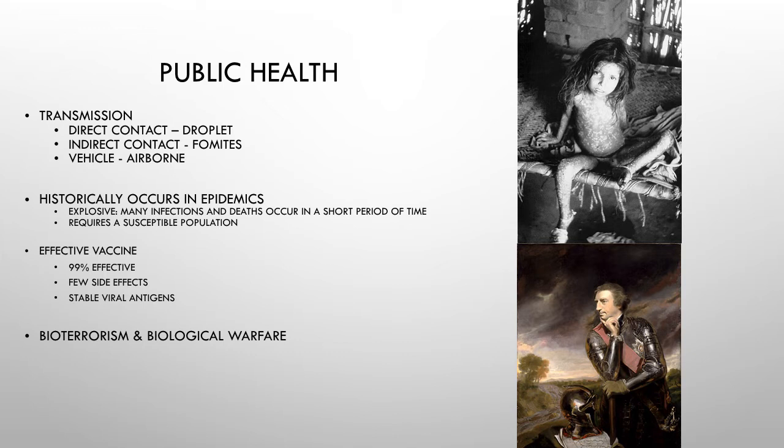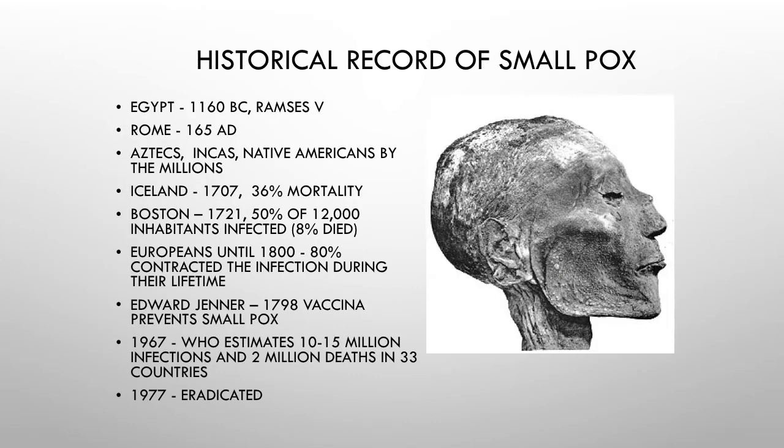And smallpox has been used as a biological weapon. That guy down there, that's Jeffrey Amherst. Amherst College is named for him, but he decided, we can clear out the Indians by giving them blankets that smallpox victims were wrapped in. And so it's a biological warfare agent. So there's a long history of smallpox.